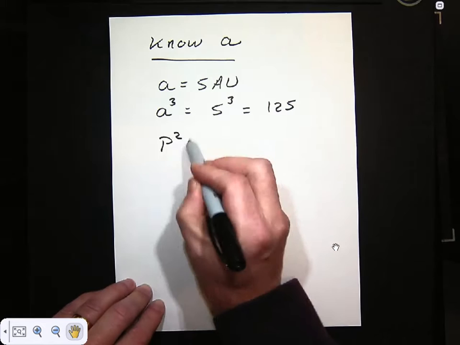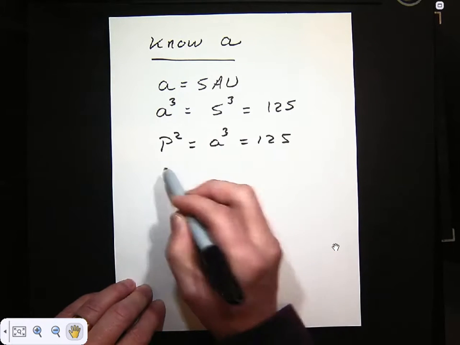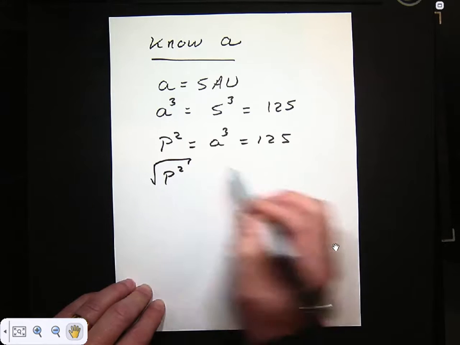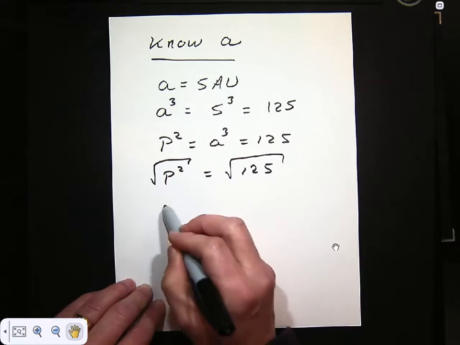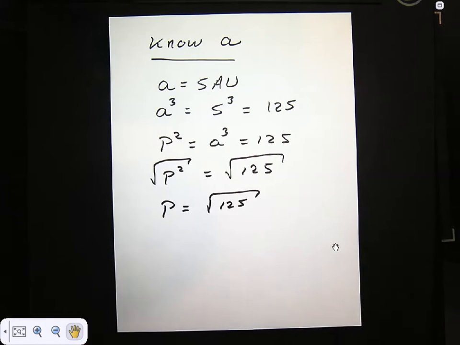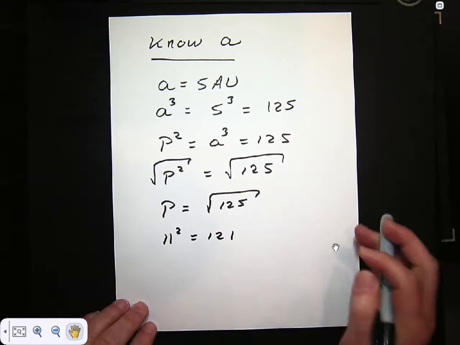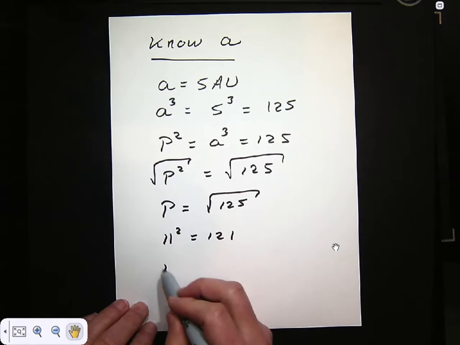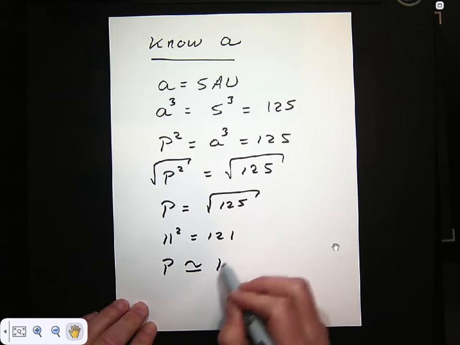Now, we know that P squared equals A cubed, so P squared equals 125. To isolate P by itself, we need the square root. What we do to one side, we have to do to the other side. So P is equal to the square root of 125. 125 is not a perfect square, and we would need a calculator to get the exact answer. However, 11 squared is 121, which is pretty close. So the period is just a little over 11 years. So we're going to put approximately 11 years.